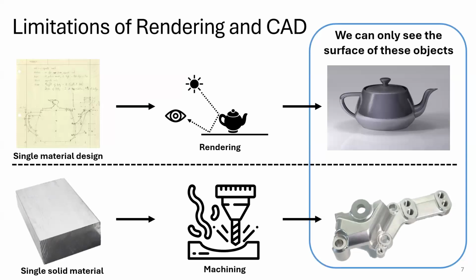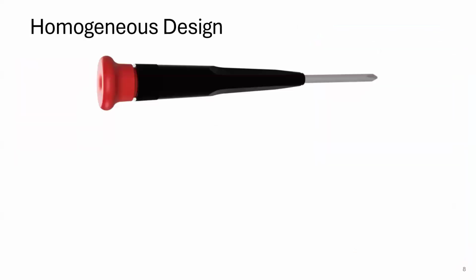Same thing with our produced part. It's this idea of a single material that we're just looking at. And this kind of brings us to this first idea of homogeneous design. So this is very, very popular through most of manufacturing.